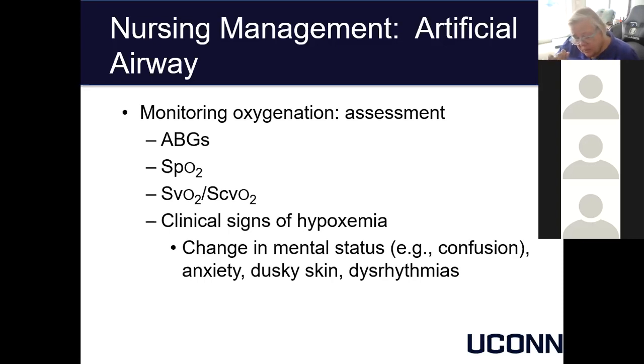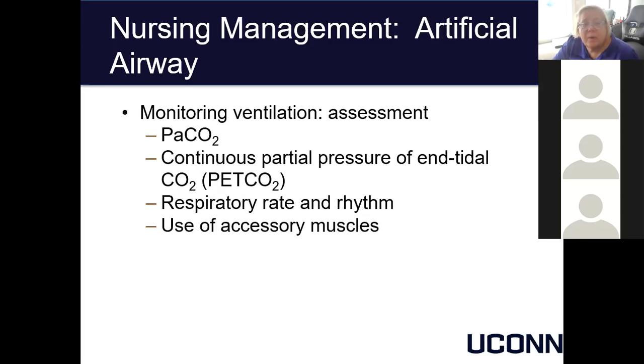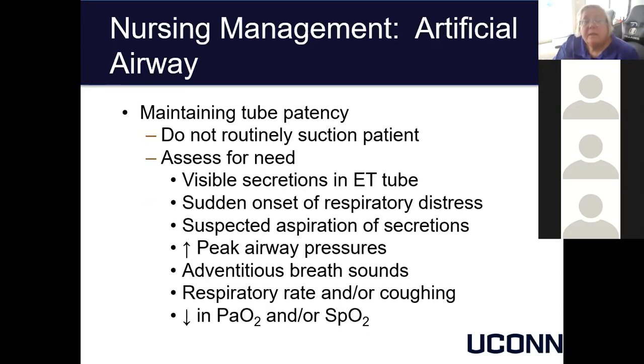Skin color, respiratory rate, all your hemodynamics need to be assessed on a regular basis. We get our PCO2 monitoring from our blood gases. They can also put on an end-tidal CO2 monitor. Those are increasingly common in the ICUs. We also assess the work of breathing, that use of accessory muscles, if they're still having trouble, even with an artificial airway. And then again, the rate and the rhythm of the respiratory effort.